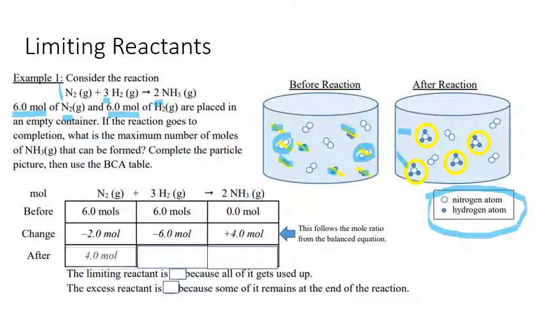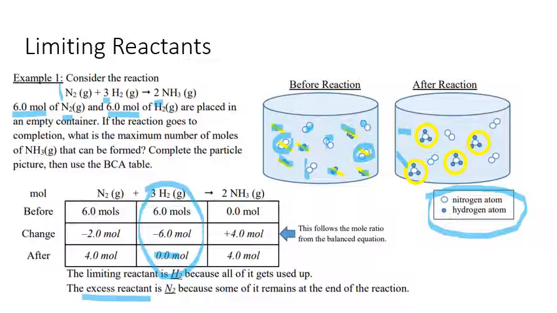So after, what did I have? I have 4 of the nitrogen left, 1, 2, 3, and 4 nitrogens left. I have 0 hydrogens left, and I've produced 4 ammonia over here. So what we've talked about here is that our hydrogen has run out. It's our limiting reactant because we ran out of it. We don't have any more left. And then our excess reactant would be nitrogen. That's the new term we're focusing on here. The excess reactant is the other one. It's not the limiting reactant, it's the other one.